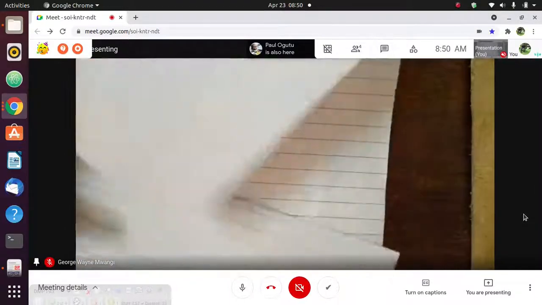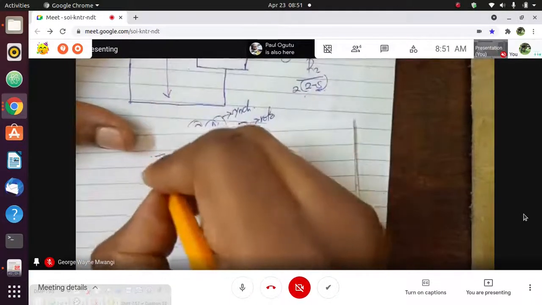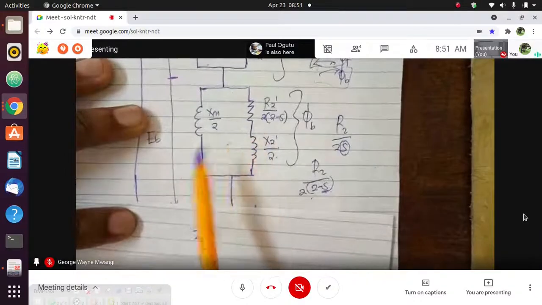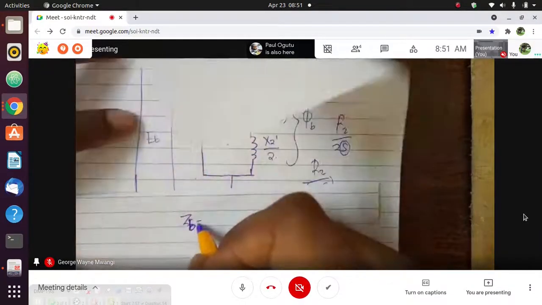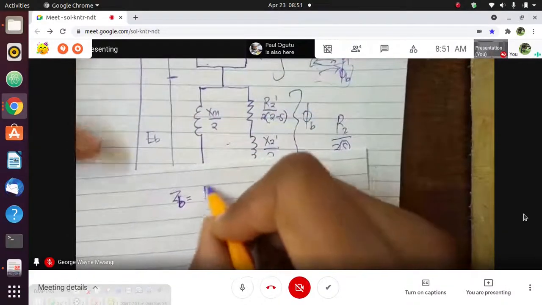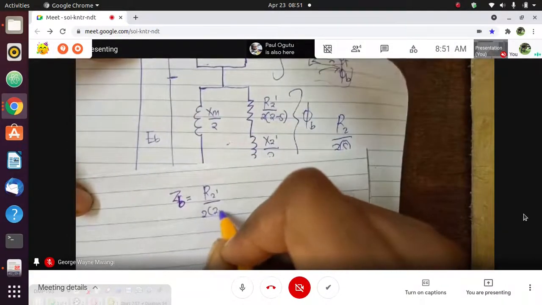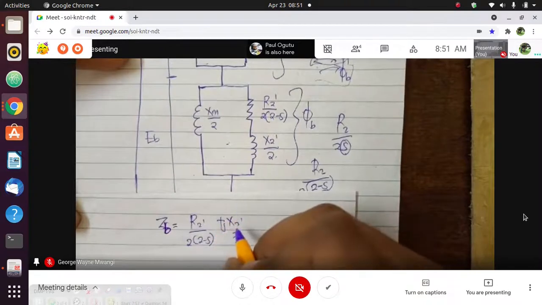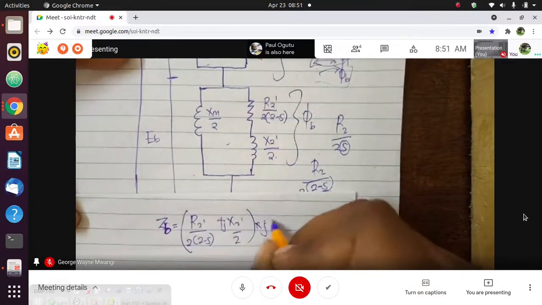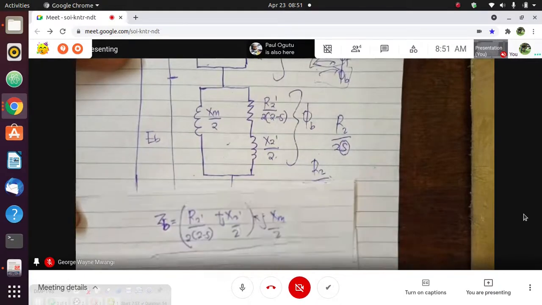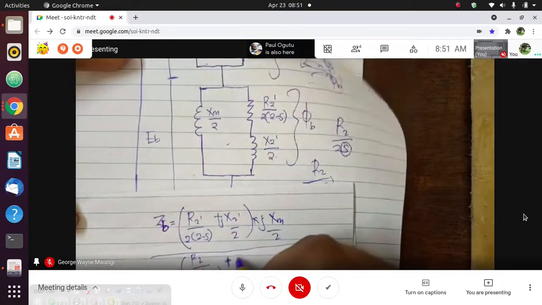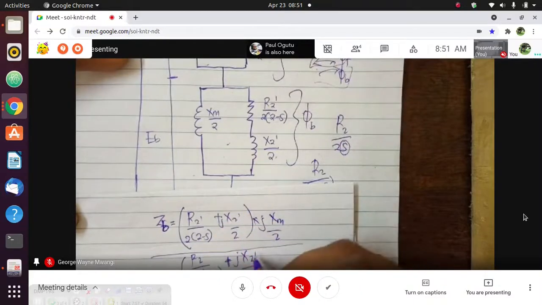Now we do the same for the impedance, because due to the backward moving field in the rotor, ZB will be given by R2 over 2 minus s plus j X2 over 2, times j Xm over 2, all over R2 over 2 minus s plus j X2 prime over 2 plus j Xm over 2.